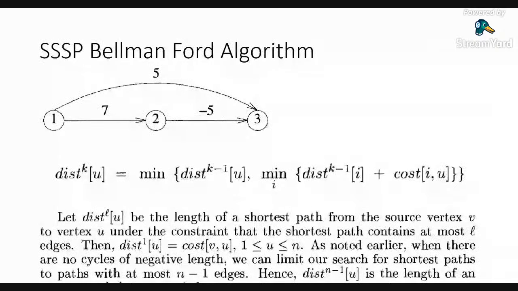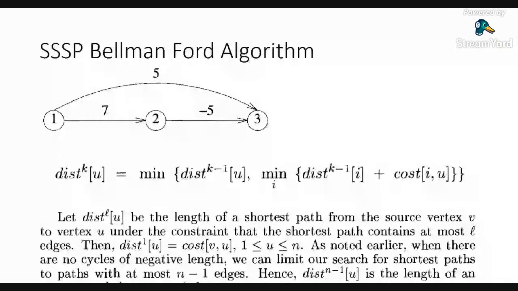So this indicates that one for loop should be there, which starts from 2 and ends at n minus 1, because dist of u with superscript 1 is initialized by this cost matrix. So basically, what you can consider here, see, this is the characteristic equation for the dynamic programming.